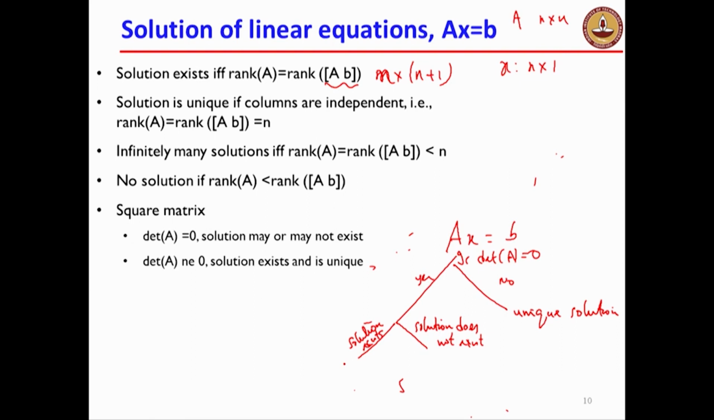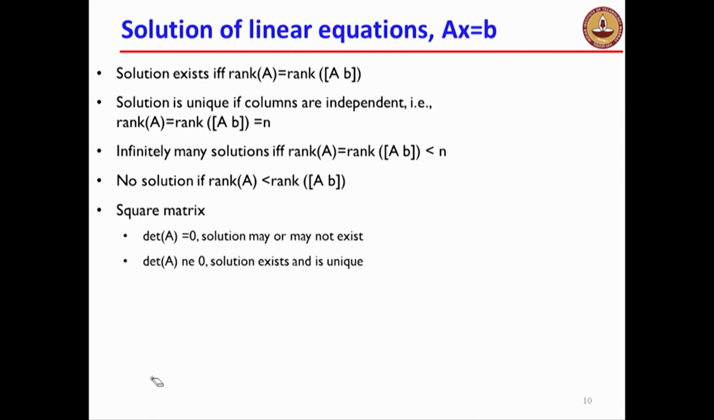So let me just recap. For Ax equal to b, a square system of equations, if determinant of A is not equal to 0, then a solution exists and it is unique. If determinant of A is equal to 0, then there may or may not exist a solution. If there exists at least one solution, then there exist infinite solutions.